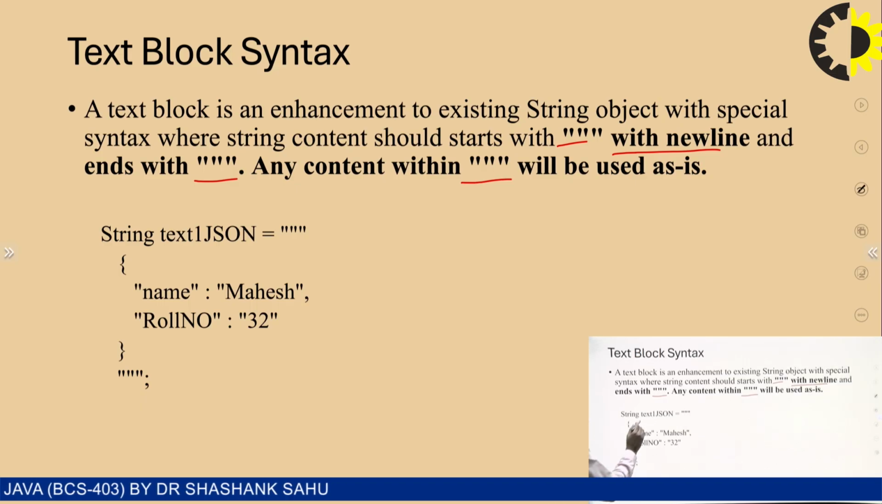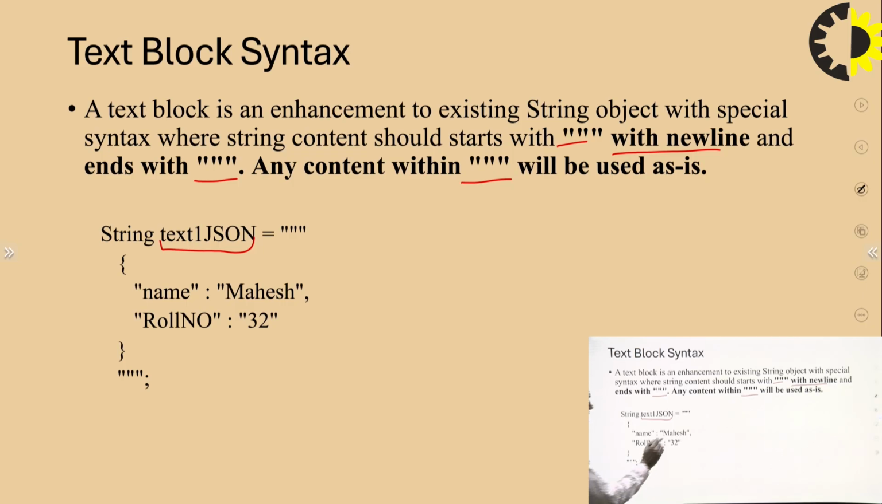For example, we are going to create a string, the name of the string variable is text Shashank, and we are using the 3 double quotes here and the new line is mentioned here. In the new line, and this is the end of this string, again 3 double quotes and semicolon. Within these 3 double quotes and new line and these 3 double quotes we have data. You can write anything. So, there is some data written. We have the brackets, then we have given the name, and the roll number is mentioned.